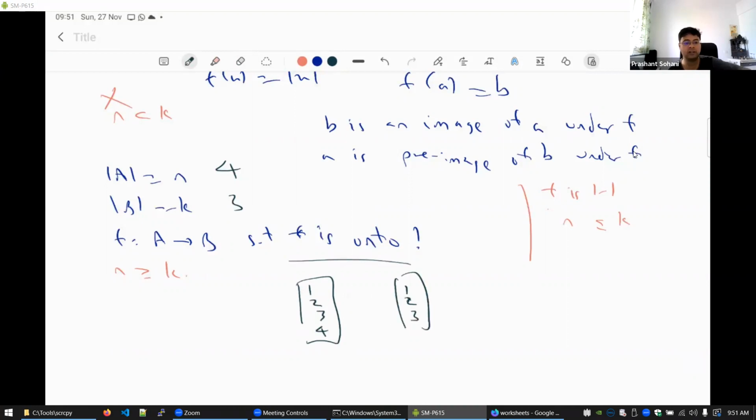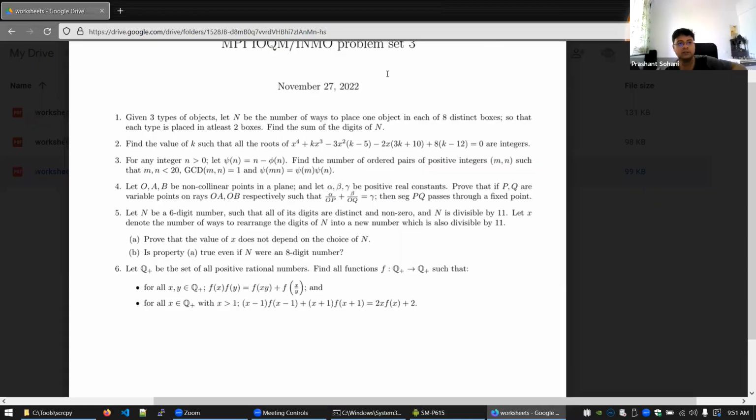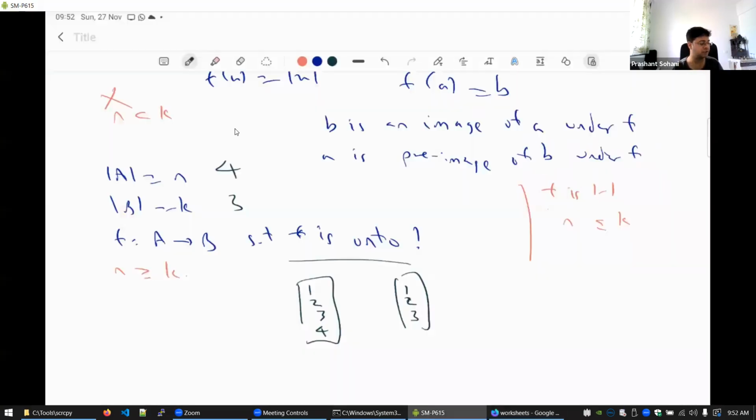The question I asked in the problem sheet says every type is covered at least twice. I mean, boxes is just a different terminology, but this is an even simpler question. We are not even saying that every element of the right side has to be covered twice. We just want it to be covered once.